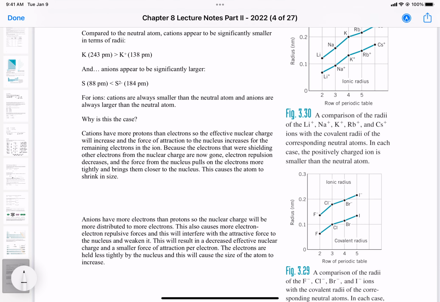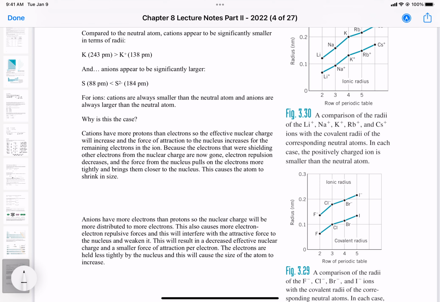So cations typically have more protons than electrons. So the effective nuclear charge will increase, and like I said, the force of attraction will increase for the electrons in the ion. Since now there's an excess of protons, the extra electrons that were shielding other electrons are gone. The electron repulsion decreases, and the force from the nucleus will now hug the electrons more tightly and bring them closer to the nucleus, and this will contract the atom.